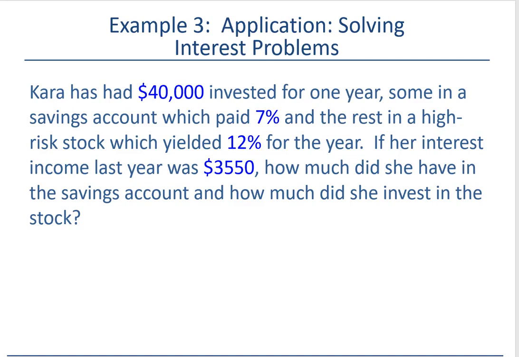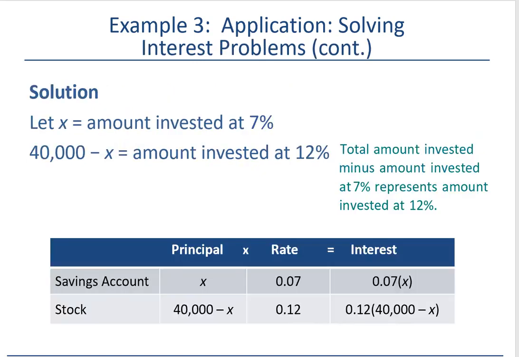Let's see what they are using. They're saying let x be the amount invested at 7%. So 40,000 minus x equals the amount invested at 12%. The total amount invested minus the amount invested at 7% represents the amount invested at 12%. They're using rate times principal equals the interest. In the savings account, that's just going to be the x. There's our rate, and there's our interest.